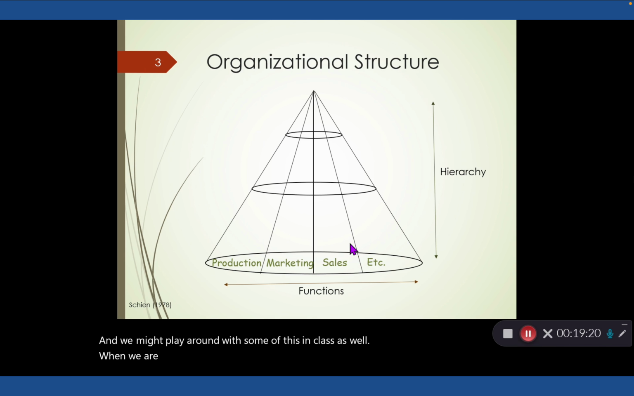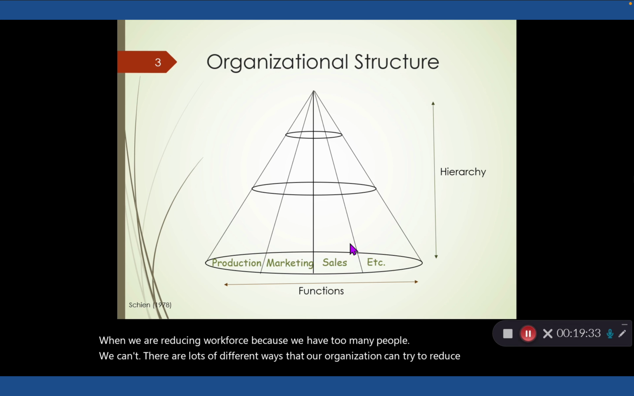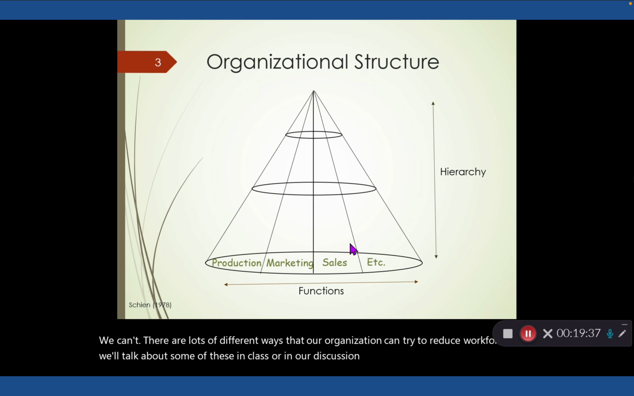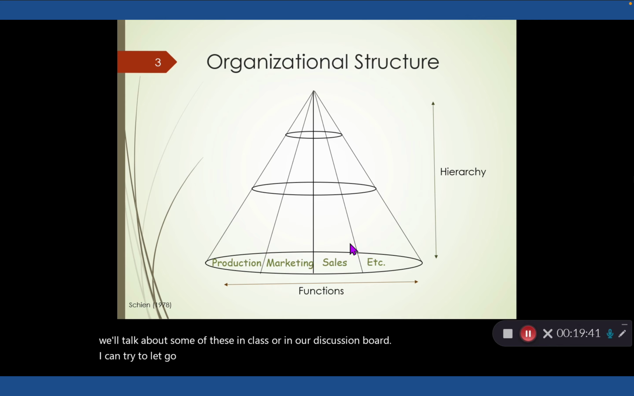When we are reducing workforce because we have too many people, there are lots of different ways that our organization can try to reduce workforce. And we'll talk about some of these in class or in our discussion board. I can try to let go of one person here and one person there, but is that really going to be super effective when I've got a really excessive supply?